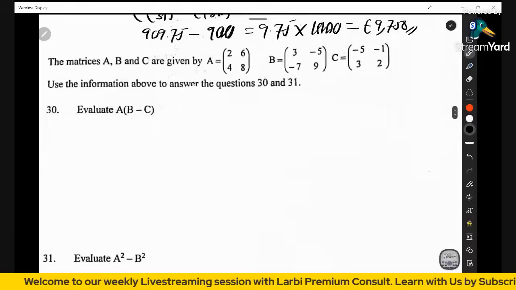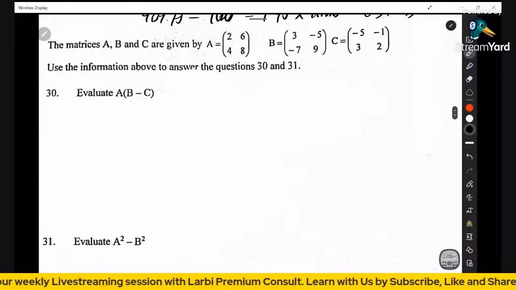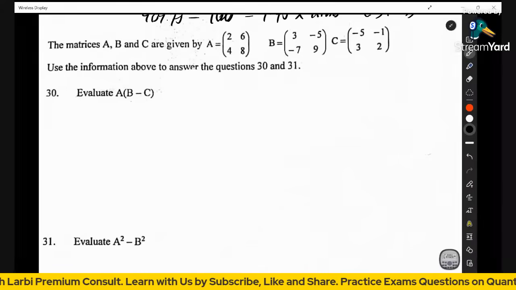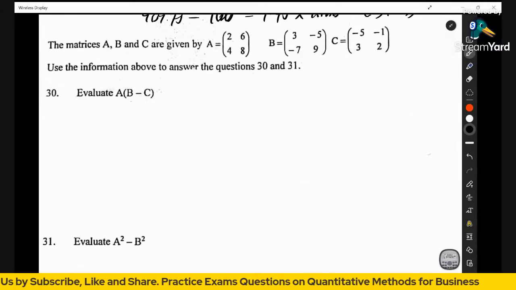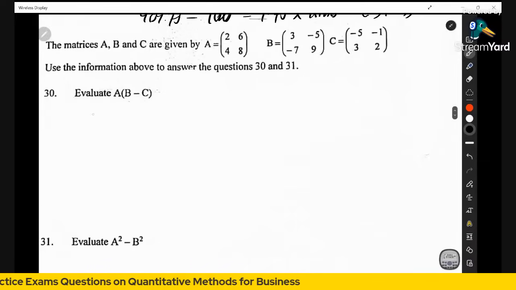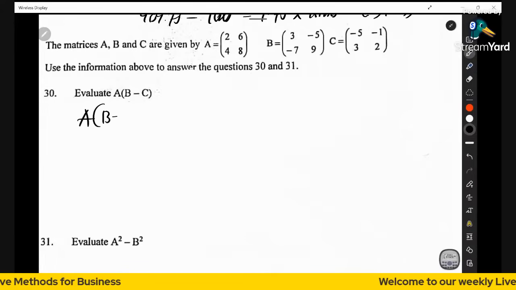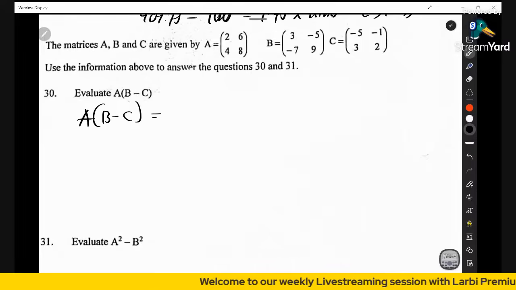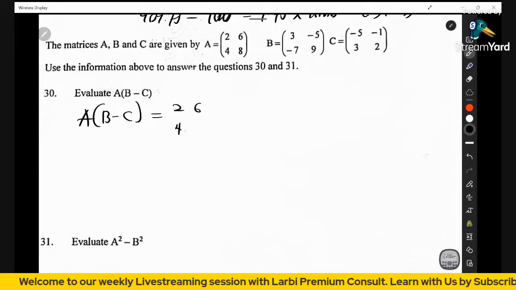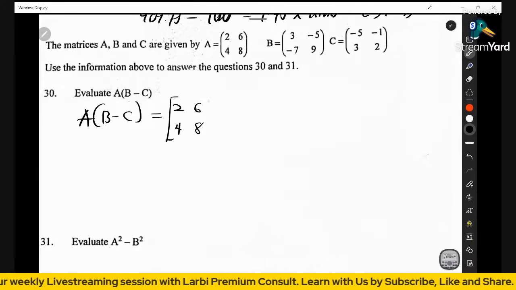Then question number 30. We are asked to use the information above to solve questions 30 and 31. So you're asked to evaluate A into bracket B minus C. So here we have A multiplying B minus C. First of all, this is what we need to do. Matrix A is 2, 6, 4, 8.